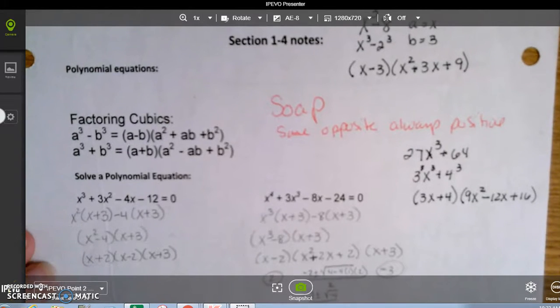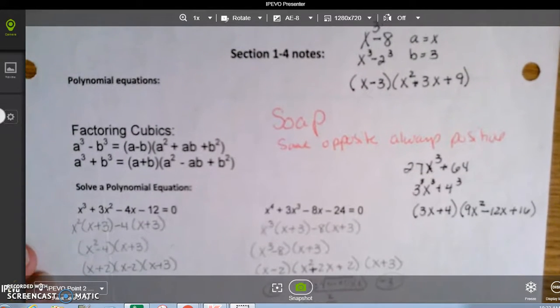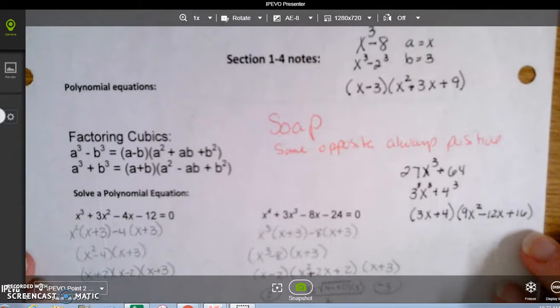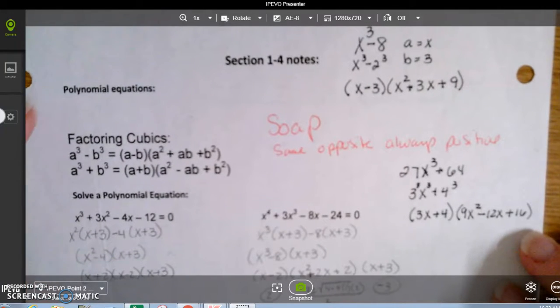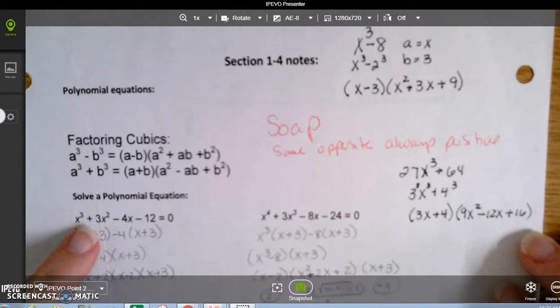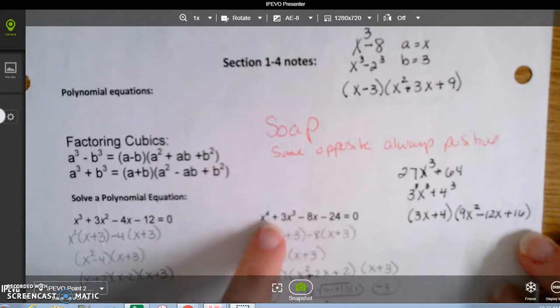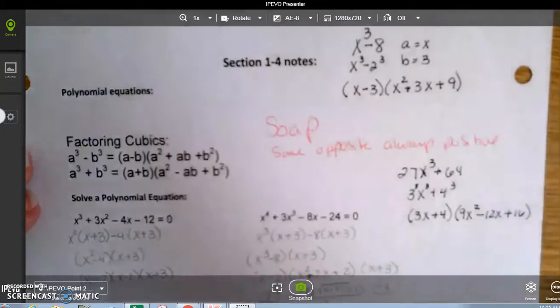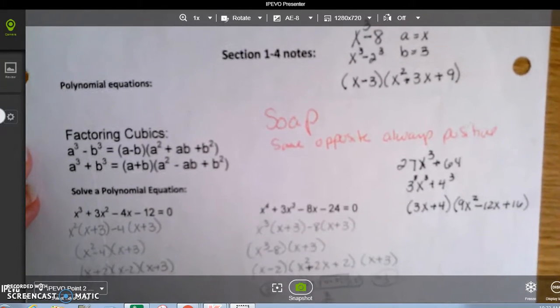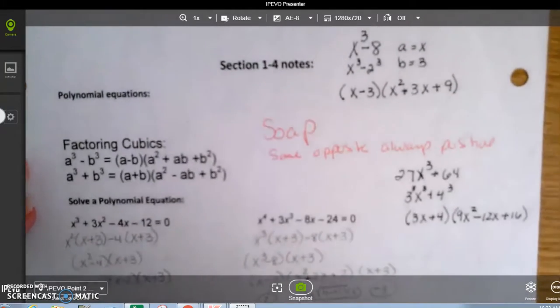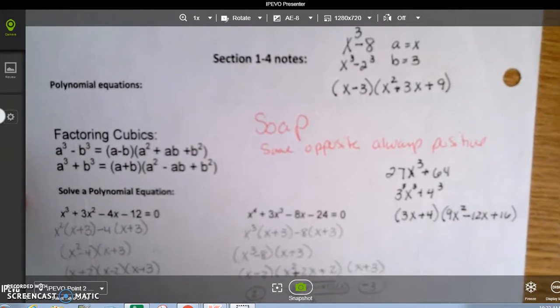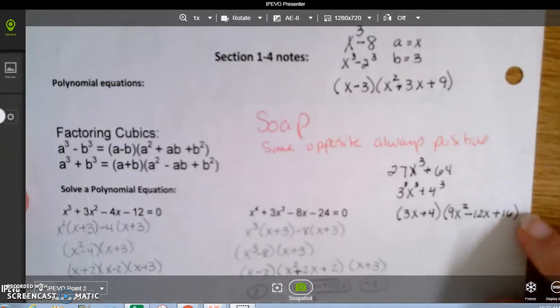Alright, this is information about the section 1.4 notes. So the first part of the notes is talking about polynomial equations. We're going to be talking about equations that have multiple exponents or higher exponents, such as x cubed, x to the fourth power, and higher powers than that. We're also going to talk about some of them that have rational exponents, so they'll be fractions.